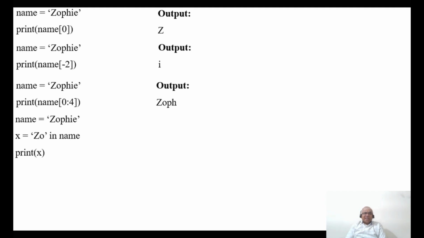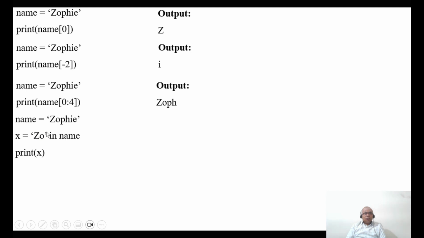Now, I want to check true or false using the in and not in operators. For example, if I say name is equal to Zophie, I will call the variable name as x. I want to check whether capital Z and small o are there in the name string.